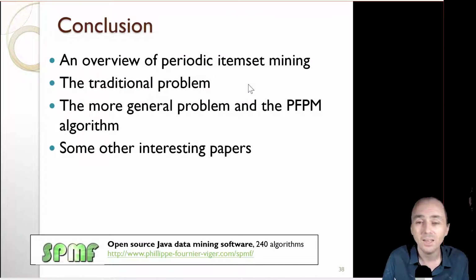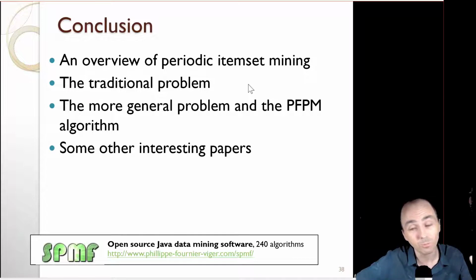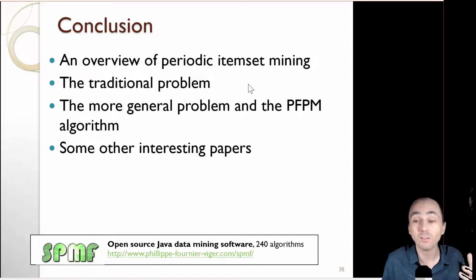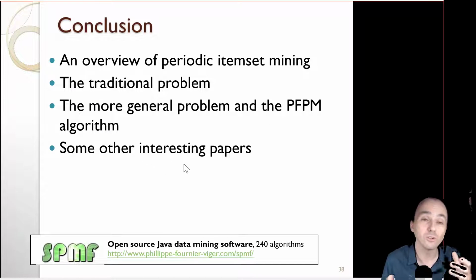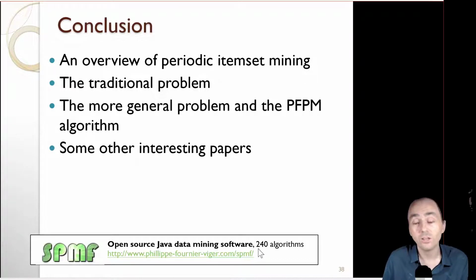So in conclusion, today I gave you some introduction about periodic itemset mining. I showed you the basic problem. It is too strict. Then I showed you the more general model with the PFPM algorithm. And then I showed you some other extensions to find stable patterns and so on. If you want to try this, you can have a look at the SPMF software. There is the code and the data, some very efficient implementations of these algorithms you can try on your data.